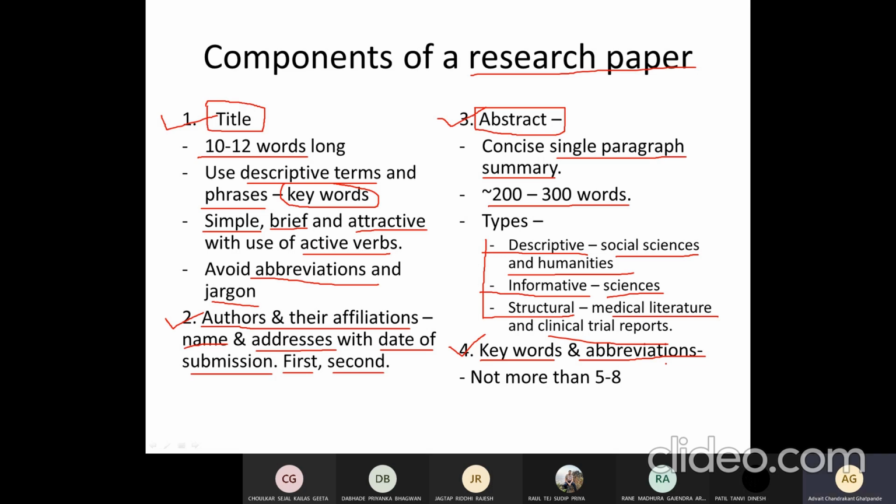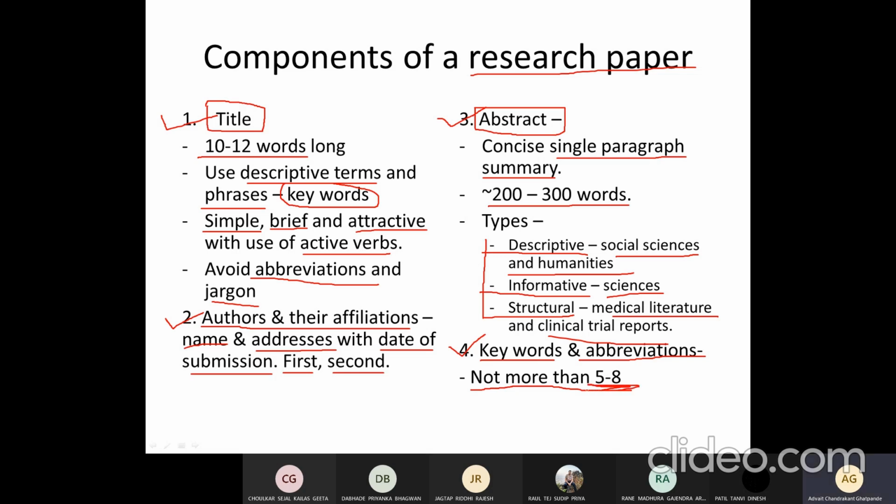येते लक्षात? So one more thing one should have to keep in mind, that these keywords or abbreviations should not be more than 5 to 8. It should not be more than 5 to 8.